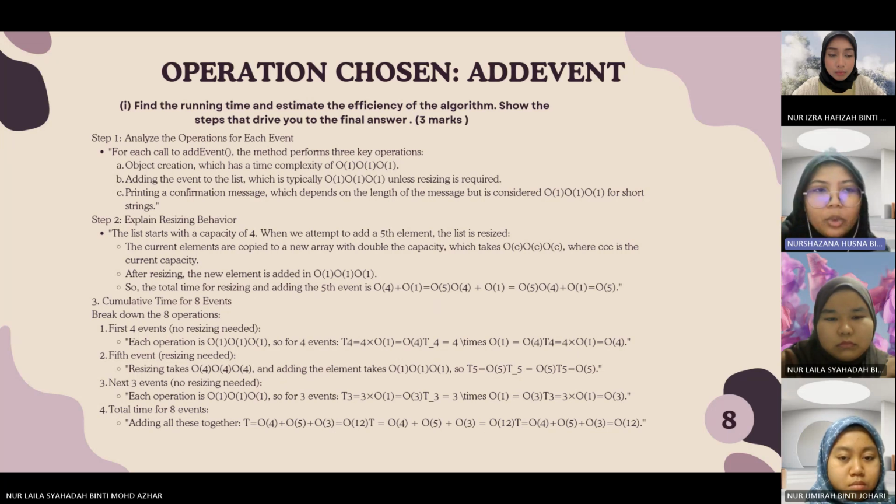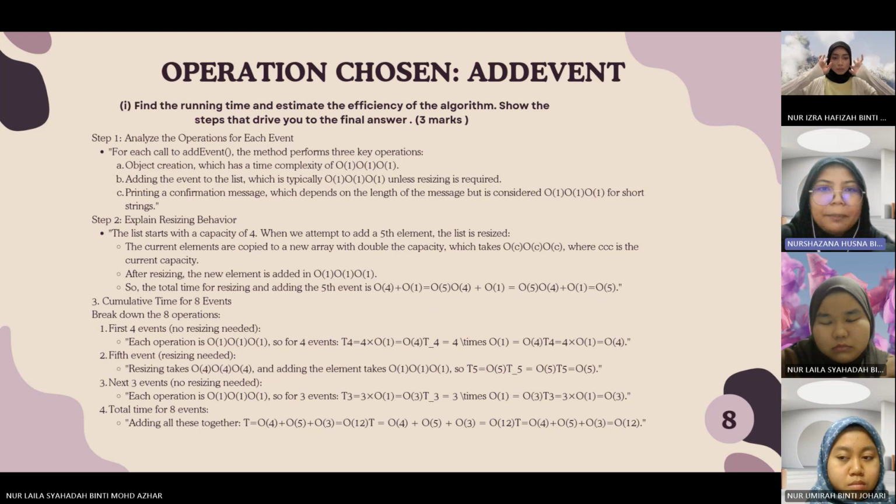And then when we attempt to add a fifth element, the list will be resized. So the current elements are copied to a new array which doubles the capacity, which takes big O of C, which is the current capacity. And then after resizing, the new element is added in big O of 1. So the total time for resizing and adding the fifth event is big O of 4 plus big O of 1 equals big O of 5.